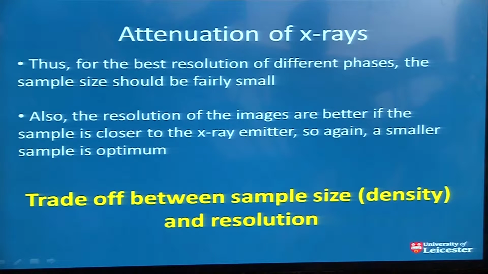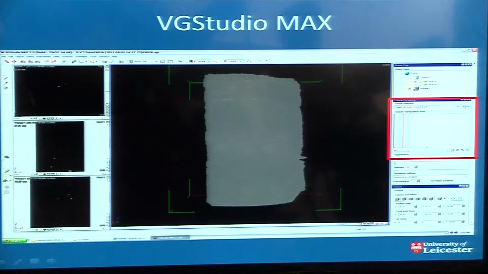So, as I say, there's a bit of a trade-off between sample size and resolution, okay? So if you want to keep the energy relatively low, you need a fairly small sample to be able to get low energy X-rays through. So with a larger sample, you might need a higher energy, but you might not be able to pick out the phases as well. So as with any technique, there's a little bit of give from one side and the other.